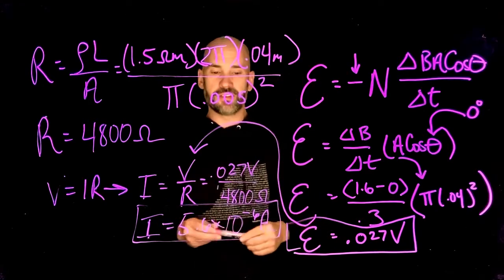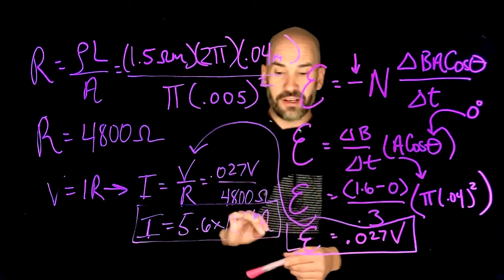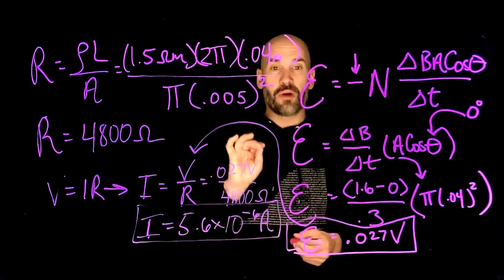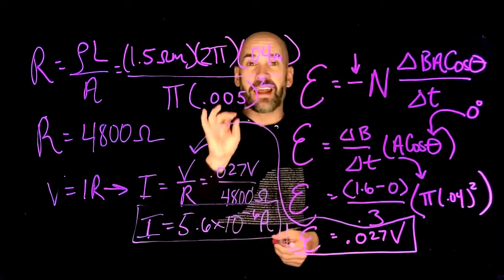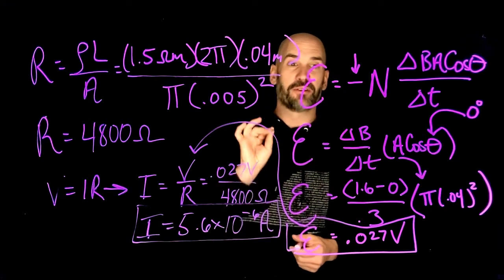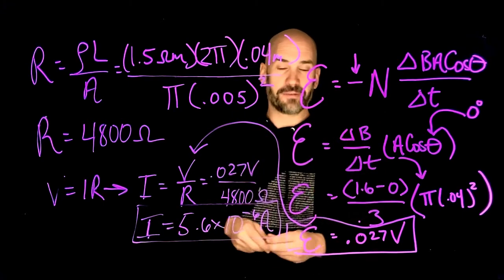All right? You see, nothing too crazy and new here, but we have found a way to calculate currents that aren't actually caused by batteries. They're just caused by changing magnetic fields. Pretty cool.